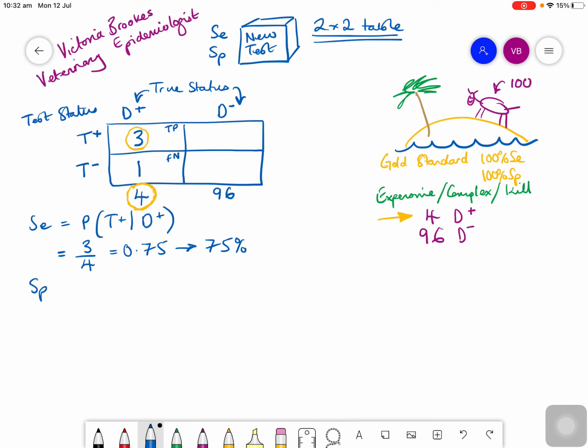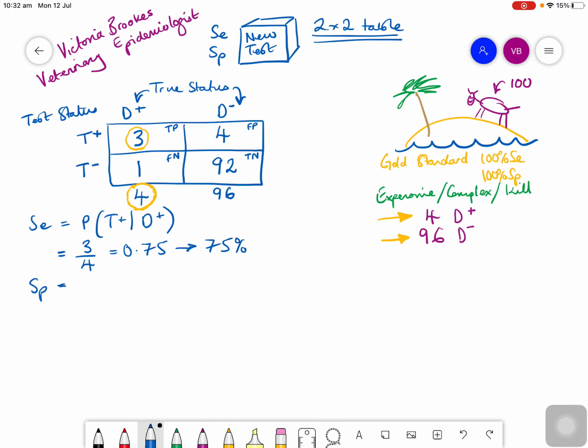Now let's have a look at the specificity. So back to our population of 100 purple animals, 96 of them don't have disease. Now our test, most of them tested negative, so 92 of them in fact, and 4 of them, the animals that didn't have disease, tested positive. So the 92 are true negatives on our test, and the 4 are false positives on our test.